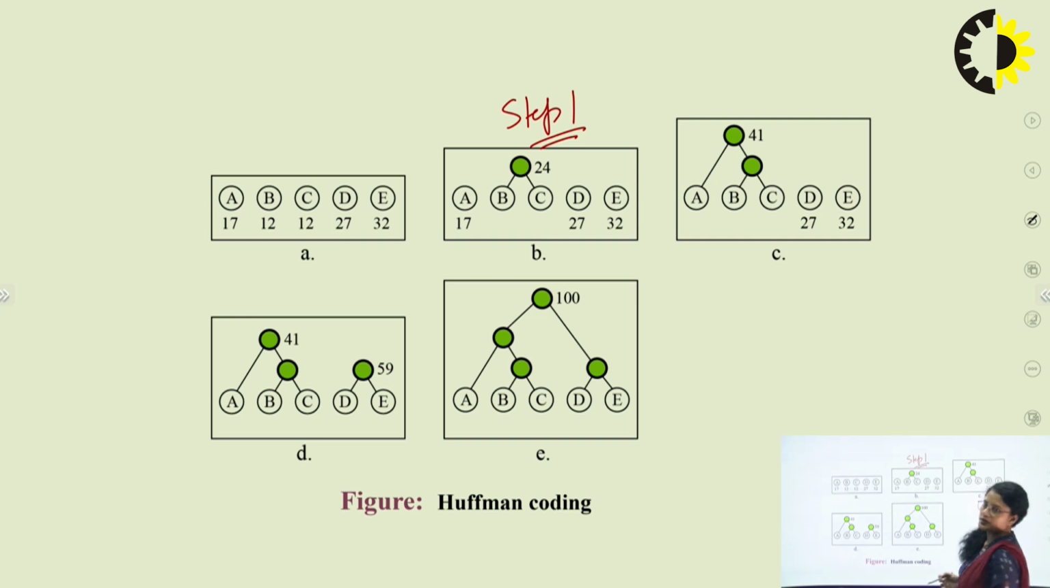Now we repeat the process again. After step 2, the weights we have are 17, 24, 27 and 32. Among these 4 weights, again we zero in on the 2 least weights. In this example, the 2 least weights are 17 and 24. So again we repeat the same process. We add up the weights of those 2 particular nodes, so 17 and 24, when added up, give us 41.